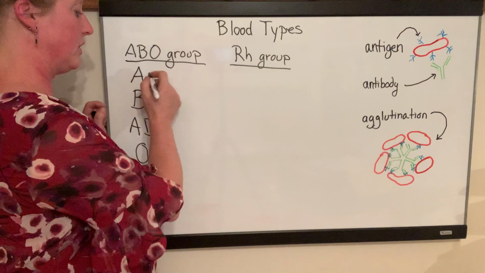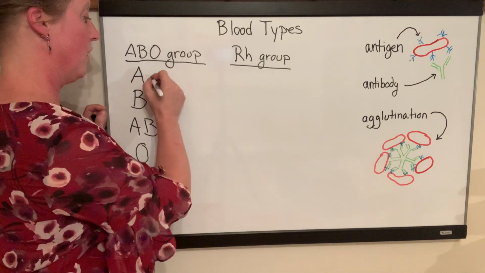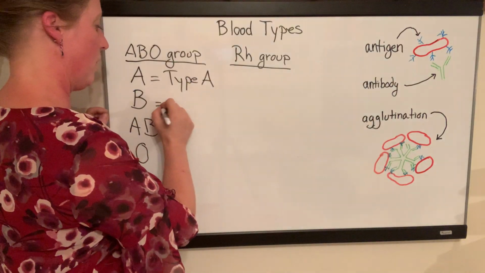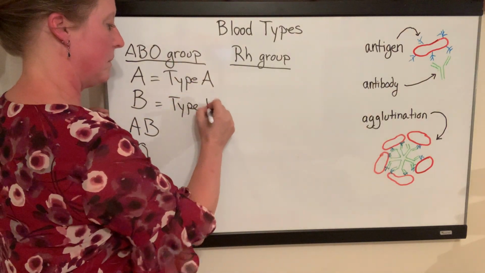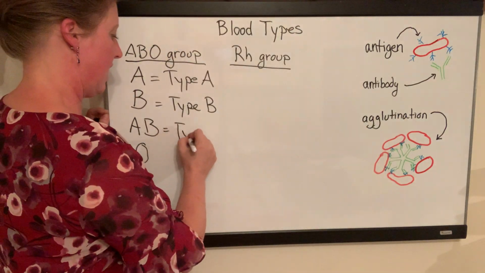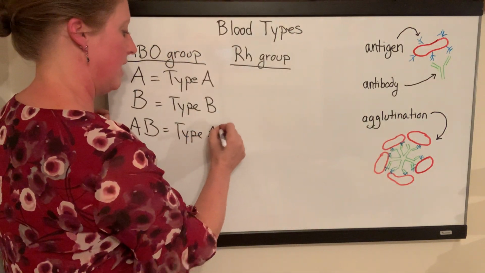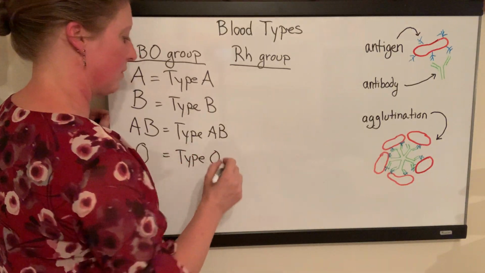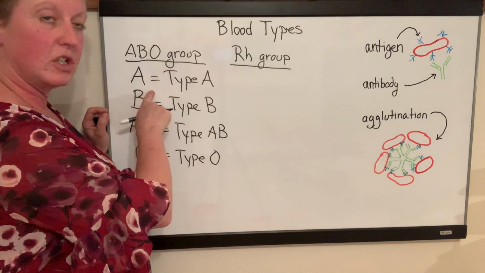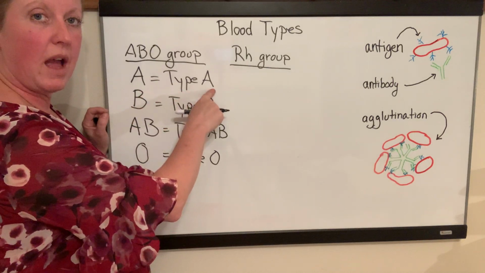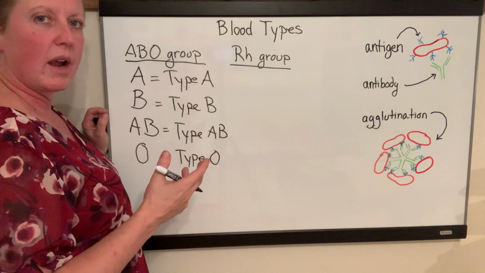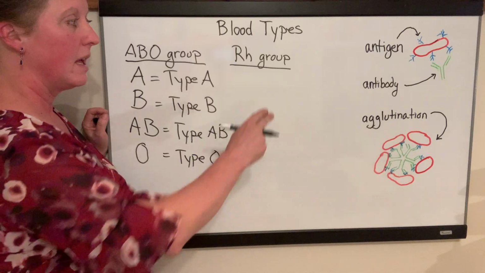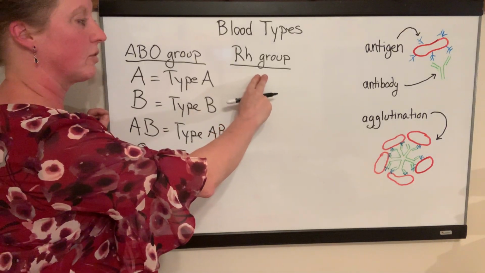And depending on which of these gene profiles you have, we say that you have type A blood, or type B blood, or type AB blood, or type O. So that's pretty straightforward. Whichever antigen you have the gene for, that's the blood type that you have. But you probably are aware that our blood types usually have the word positive or negative after them. And that has to do with the RH group.